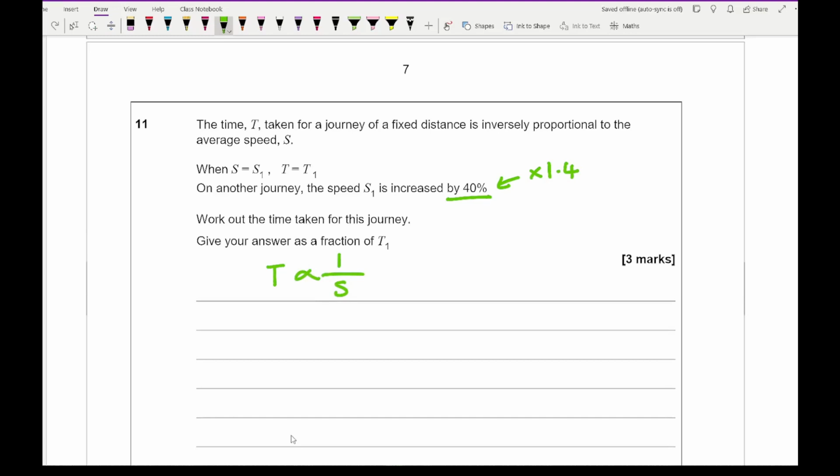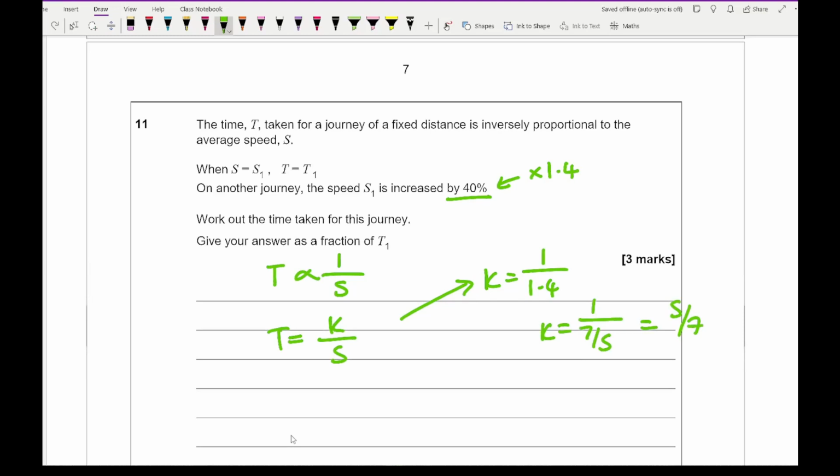Now, for this, because I want to represent a 40% increase, if I just take and insert K in this, then K has got to be the reciprocal of 1.4, which if I translate into a fraction becomes 1 over 7 over 5, which then becomes 5 over 7. So then from this, what we've got is T equals 5 over 7S, and there is my formula for this particular question.